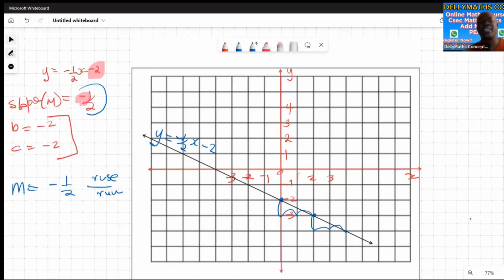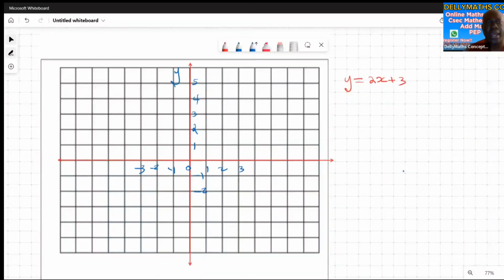So what we're looking at is the fact that we want to identify the y-intercept on the grid and then understanding the gradient in terms of rise over run, vertical over horizontal, and then we use that to navigate the next point. Let's look at another example. This is my y-axis, this is my x-axis. Now, my y-intercept is 3. So my C value, if you're in the Caribbean, if you're in America, we'll call it our B value, it's 3. So this is the y-intercept.